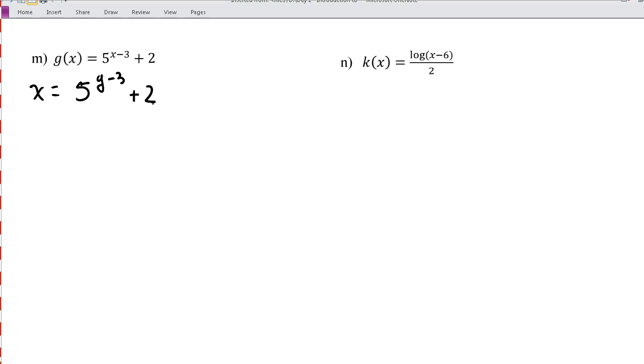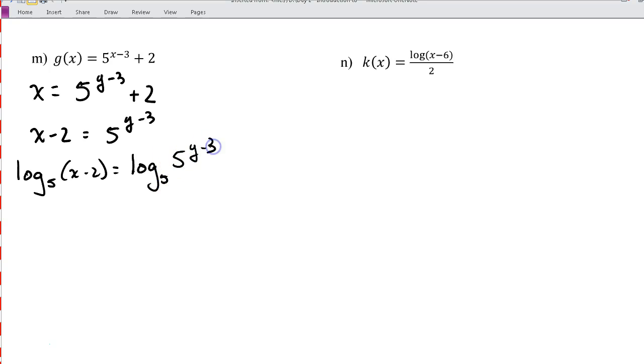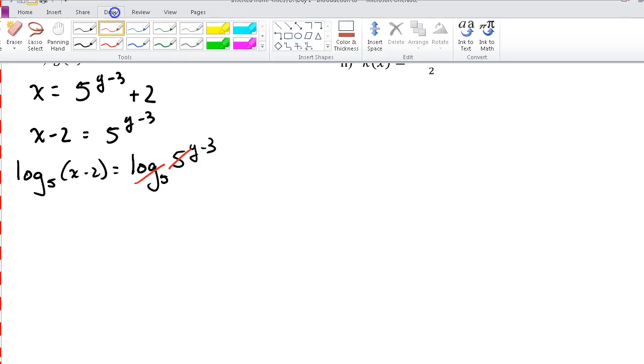So again, our goal is to isolate the y to get the inverse. So I'm going to subtract 2 from both sides first. So x minus 2 is equal to 5 raised to the y minus 3. And then I want to get rid of that base of 5. So I'm going to take the log base 5 of both sides. So log base 5 of x minus 2 is equal to the log base 5 of 5 to the y minus 3. And again, I have a log base 5, which cancels with a base of 5.